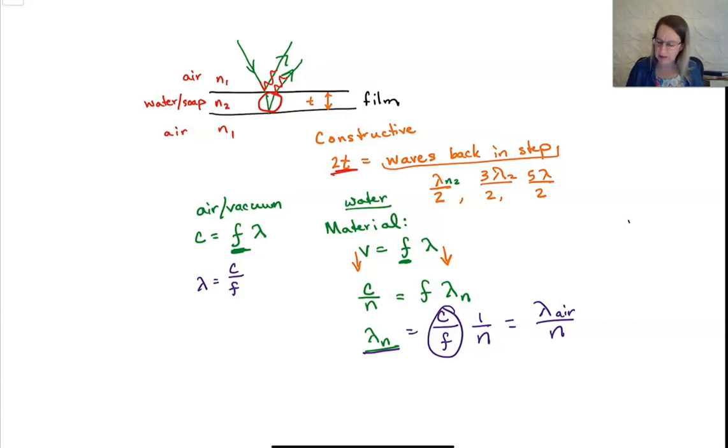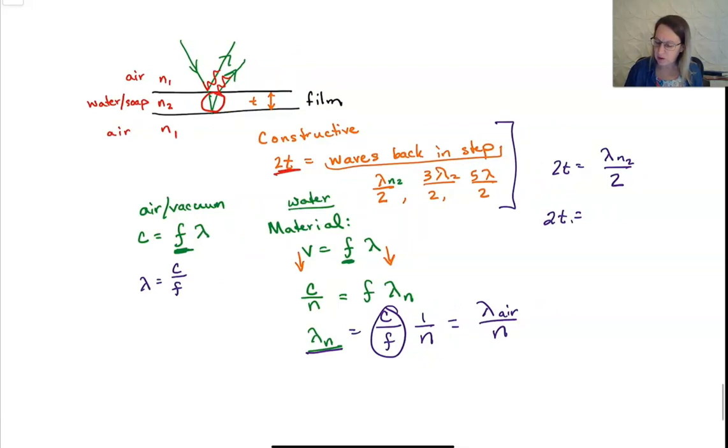Sometimes you'll see that this constructive interference condition, that 2t is equal to, say, lambda in the material, in our n2 over 2. Sometimes you'll see it like this, 2t is equal to whatever the wavelength is in air or a vacuum over n, the index of refraction, times 2. So that takes care of it switching materials.